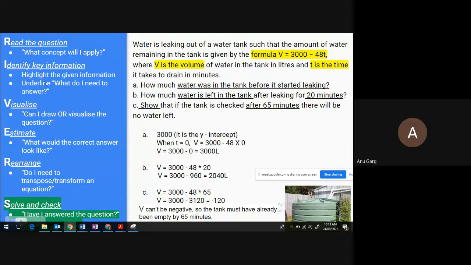So this is the strategy you can use when you are solving any worded problem. You first read the question, identify, visualize, estimate, rearrange, solve and check. And the acronym for that is RIVERS.